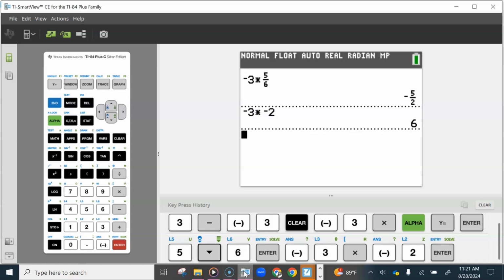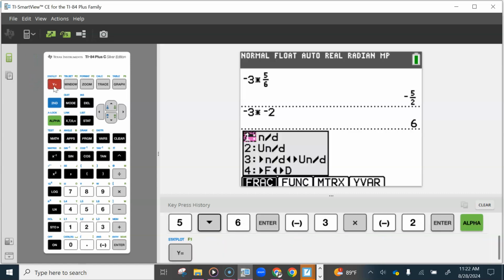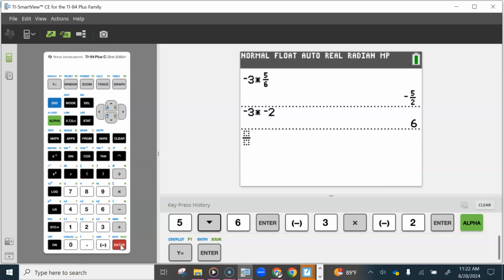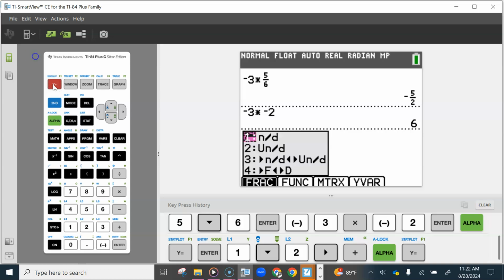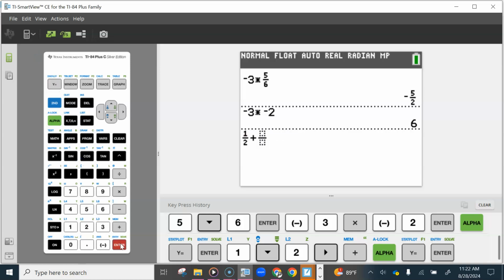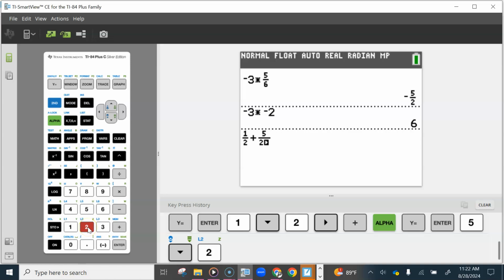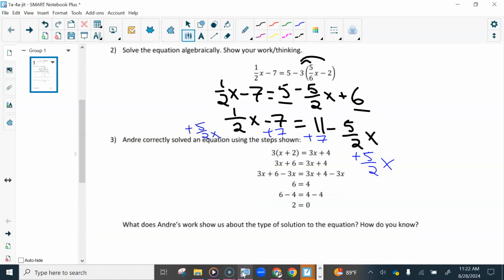So grab your fraction, alpha y equals, hit 1 or hit enter, type in 1/2, come out of the fraction, hit plus, and then you're going to do it again. Alpha y equals, grab your fraction, and then 5/2, or 5 over 2. So what it did was add the numerators, because we have the common denominator, which would have given us 6, and 6 divided by 2 was 3. And add a 6.